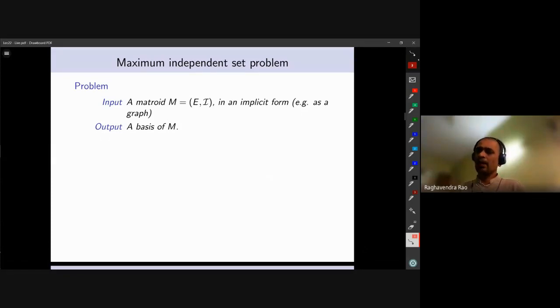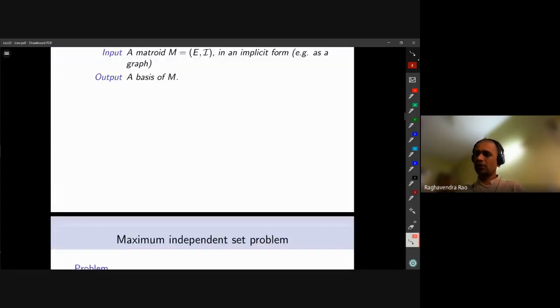So typically the matroid will be implicit. You are given a problem, you have to define the matroid, but the only thing that we need is, given a subset, whether it is independent or not. That's essentially like saying, is this solution feasible or not, or is it a partial solution or not? The output is a basis, that is, a maximal independent set.